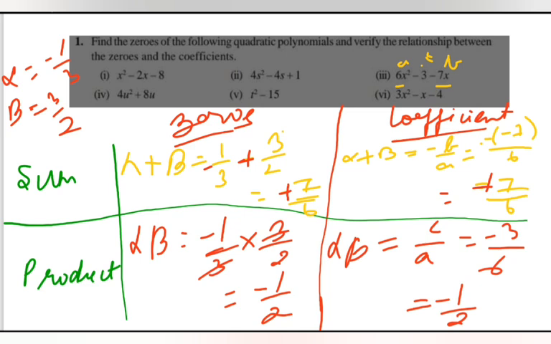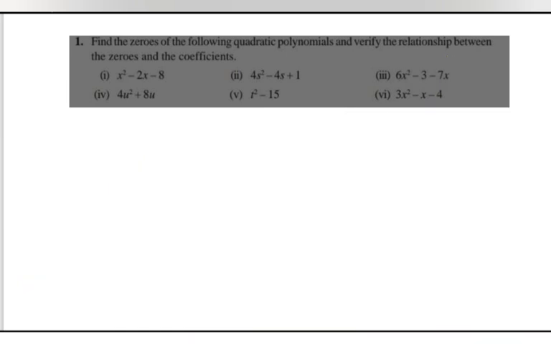Let's go to the fifth sum. Fourth and sixth you can try as homework. It is an easier one. In the fourth sum you should take constant as 0 and do as usual. Let's go. Now fifth sum, t square minus 15.